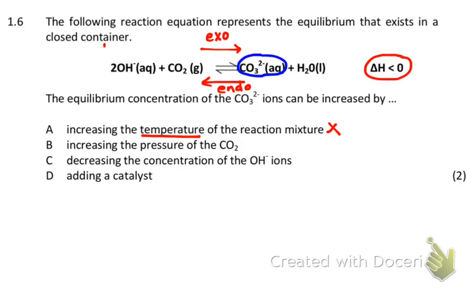Increase the pressure. Well, let's have a look. We've got 1 mole of gas on the left and no moles of gas on the right. So increasing the pressure will favour the forward reaction to decrease the pressure, and that will give us more CO3 2-, so that looks like a good option. Let's check the other two. If we decrease the concentration of OH- ions, we will favour the reverse reaction, so that's not a good one. If we add a catalyst, that has no effect on equilibrium, so that's not correct, which leaves us with B as our correct answer.